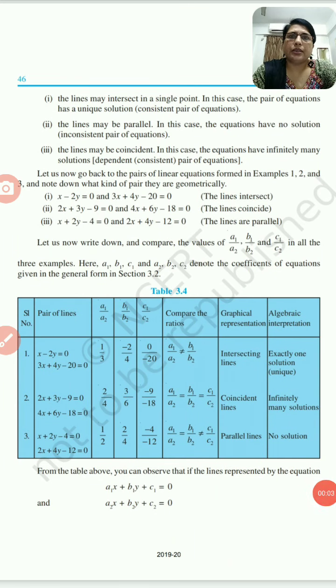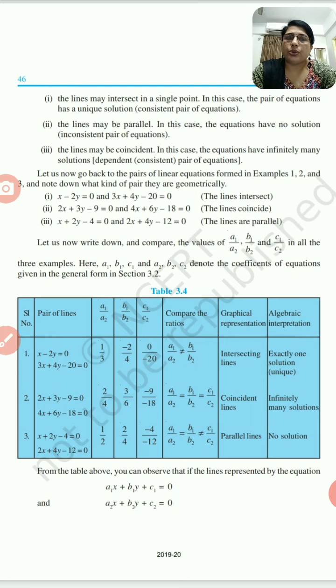Dear students, in ninth standard, you have learned linear equations in two variables. An equation which can be put in the form ax + by + c = 0, where a, b and c are real numbers, and a and b are not 0 together, is called a linear equation in two variables.